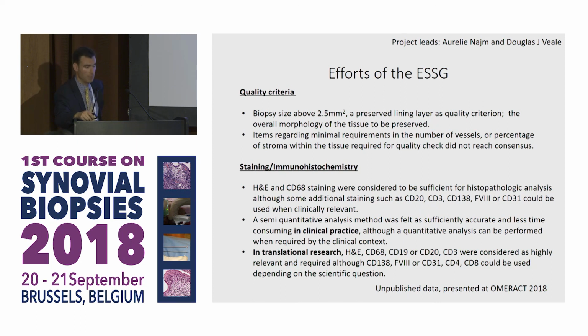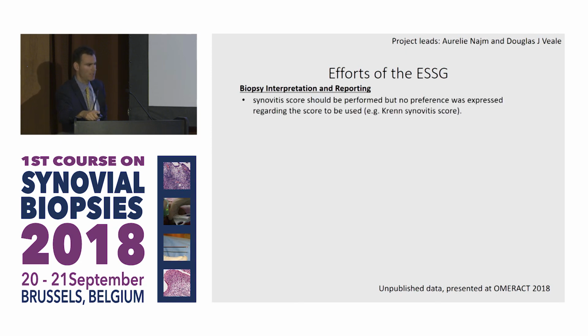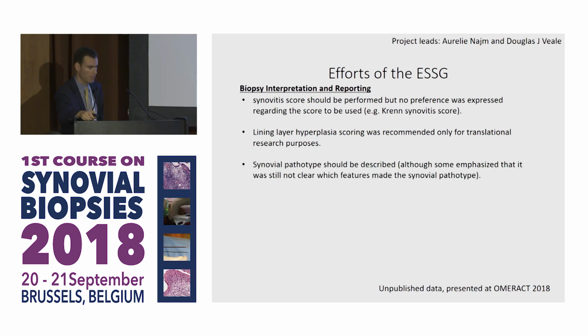In translational research, the group proposed that we widen the stains that we use to include definite vascular markers. B cell and T cell should almost invariably be reported. So the interpretation and the reporting of the biopsy, the synovitis score should be performed, but no preference was expressed regarding what that score should be, and whether it should be, for example, the proposed Krenn synovitis score. Lining layer hyperplasia scoring was recommended only for translational research purposes, not in the clinical setting. And the synovial pathotype should be described, although some emphasised that it wasn't clear which features made the synovial pathotype.